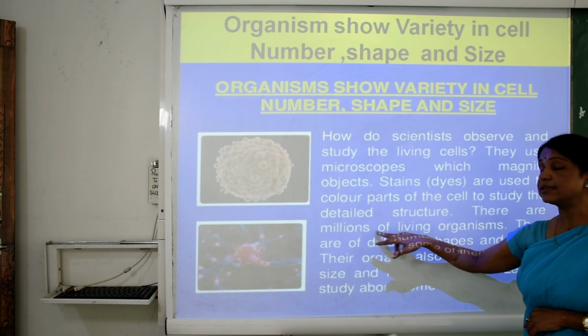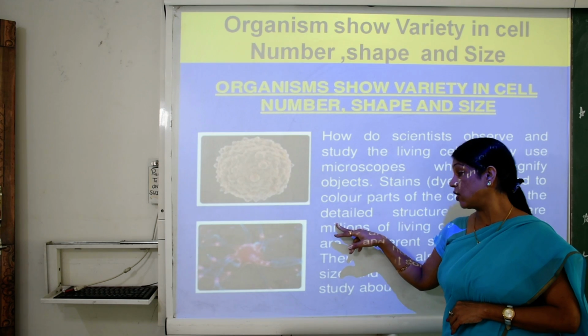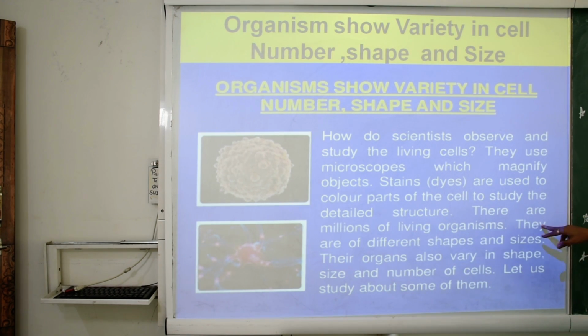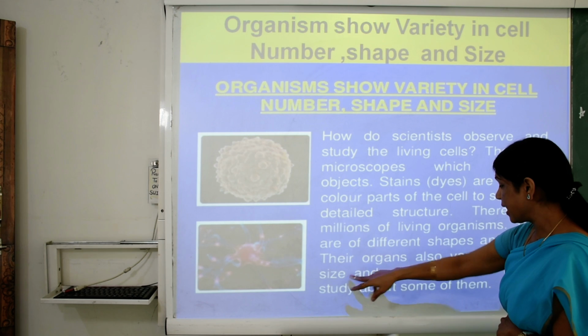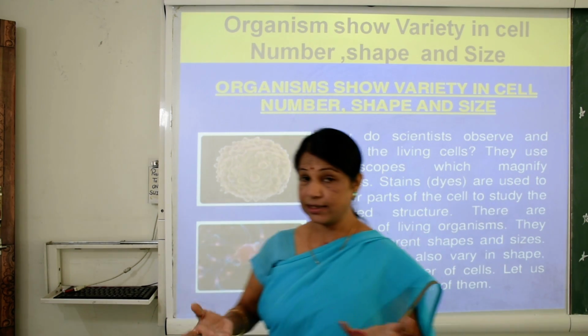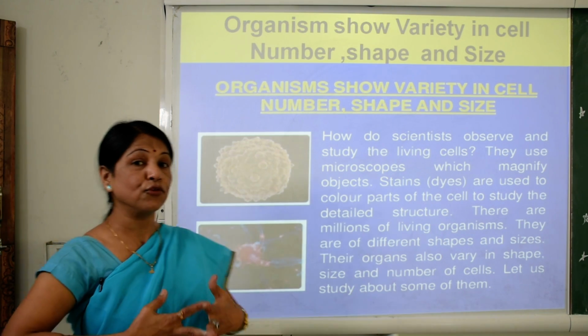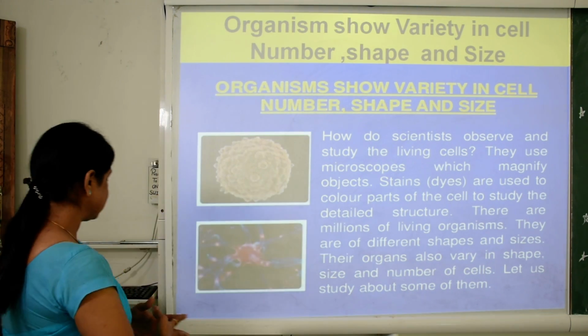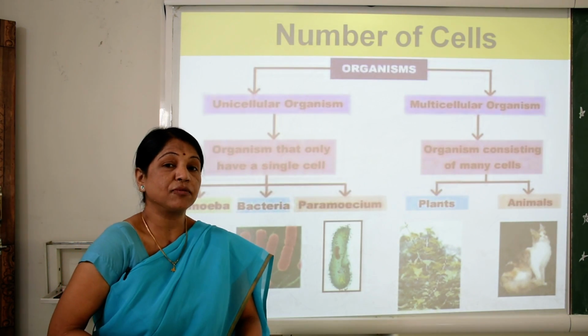And there are millions, not only millions, trillions of living organisms. They are of different shapes and sizes, and their organs also vary in shape, size, and number of cells. Let us study some of them. There are various billions and trillions, but here especially we see a few special types of cells. So now further we see the number of cells, how many types of number there are.